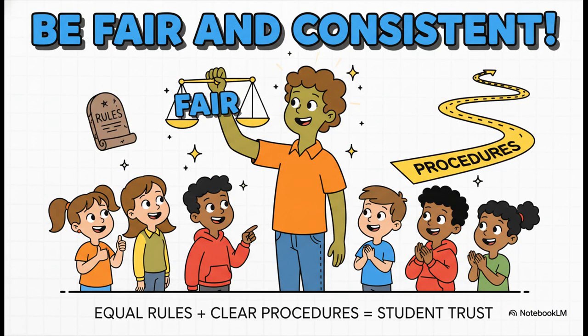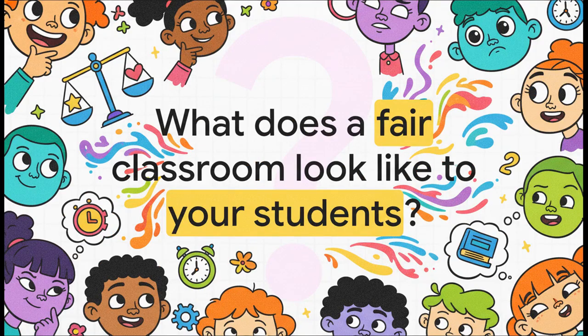And this is really what it all boils down to. The ultimate goal of this entire toolkit, of all these strategies, isn't about punishment, not at all. It's about getting to a place where your students would describe you as being fair and being consistent. That's it. That's where true respect is built. So, as we wrap this up, I'm going to leave you with one final question to chew on. Think about it from their seats, from their perspective. What does a fair and consistent classroom actually look like and feel like to your students?